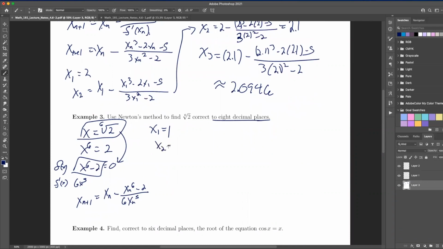And so let's type in the first one, and then we'll go ahead and use the calculator to crunch through the rest. So x2 in this case is equal to 1 minus 1 to the 6th minus 2 over 6 times 1 to the 5th. And this is really an approximation, so let's approximate. Let's type that in.